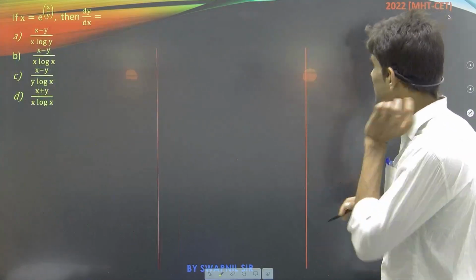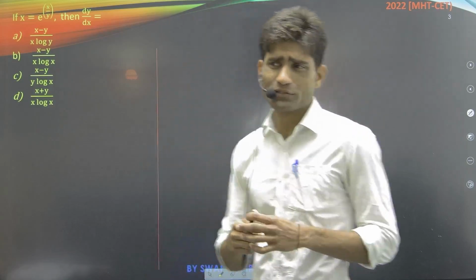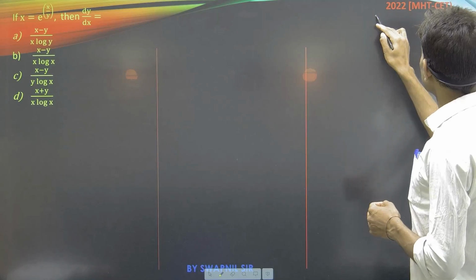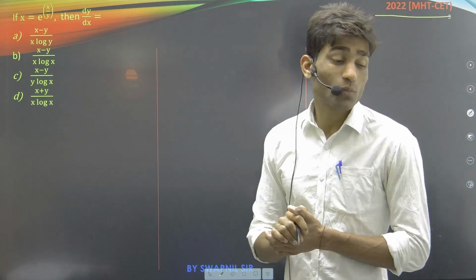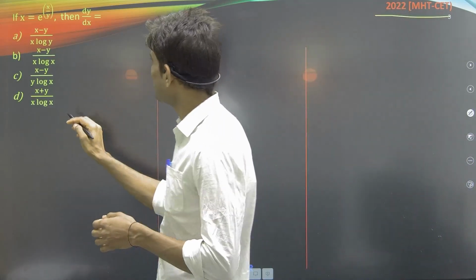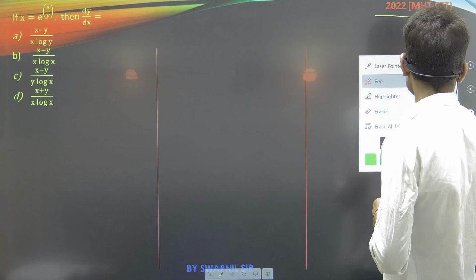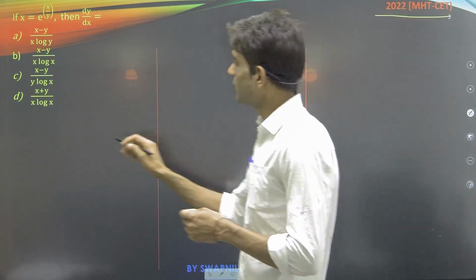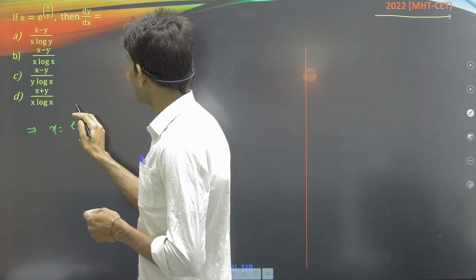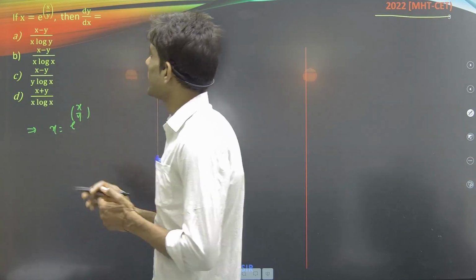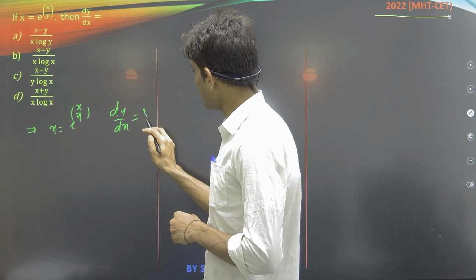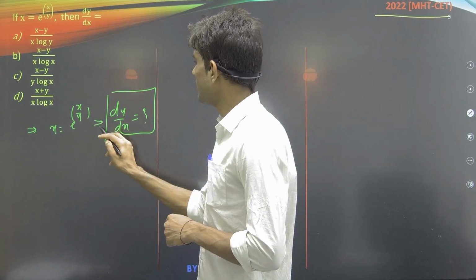Now let's start today's lecture with some previous year questions from JEE and CET question papers. This question is from MHT-CET 2022, a previous year question. In our example we are given x is equal to e to the power x divided by y. And what we want here is the value of dy by dx.